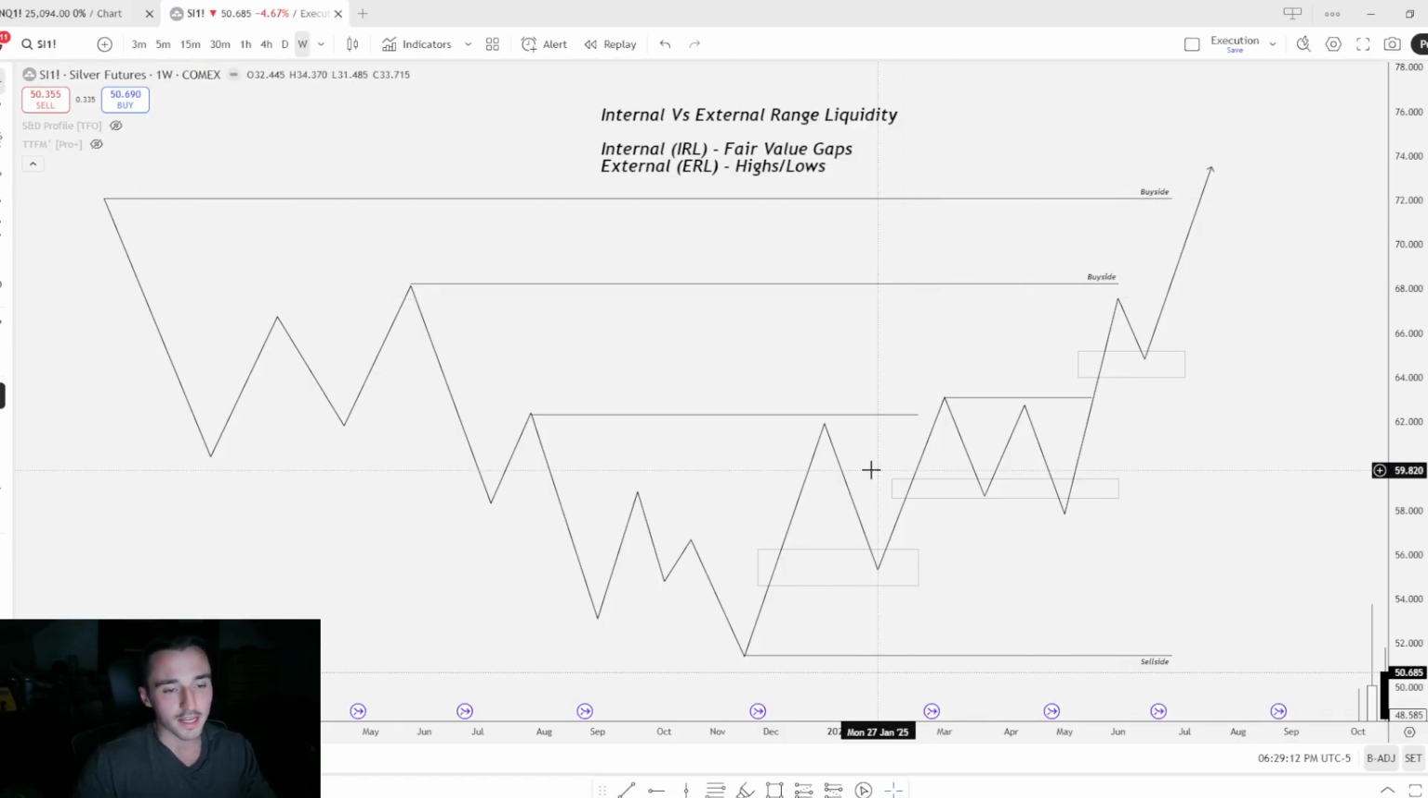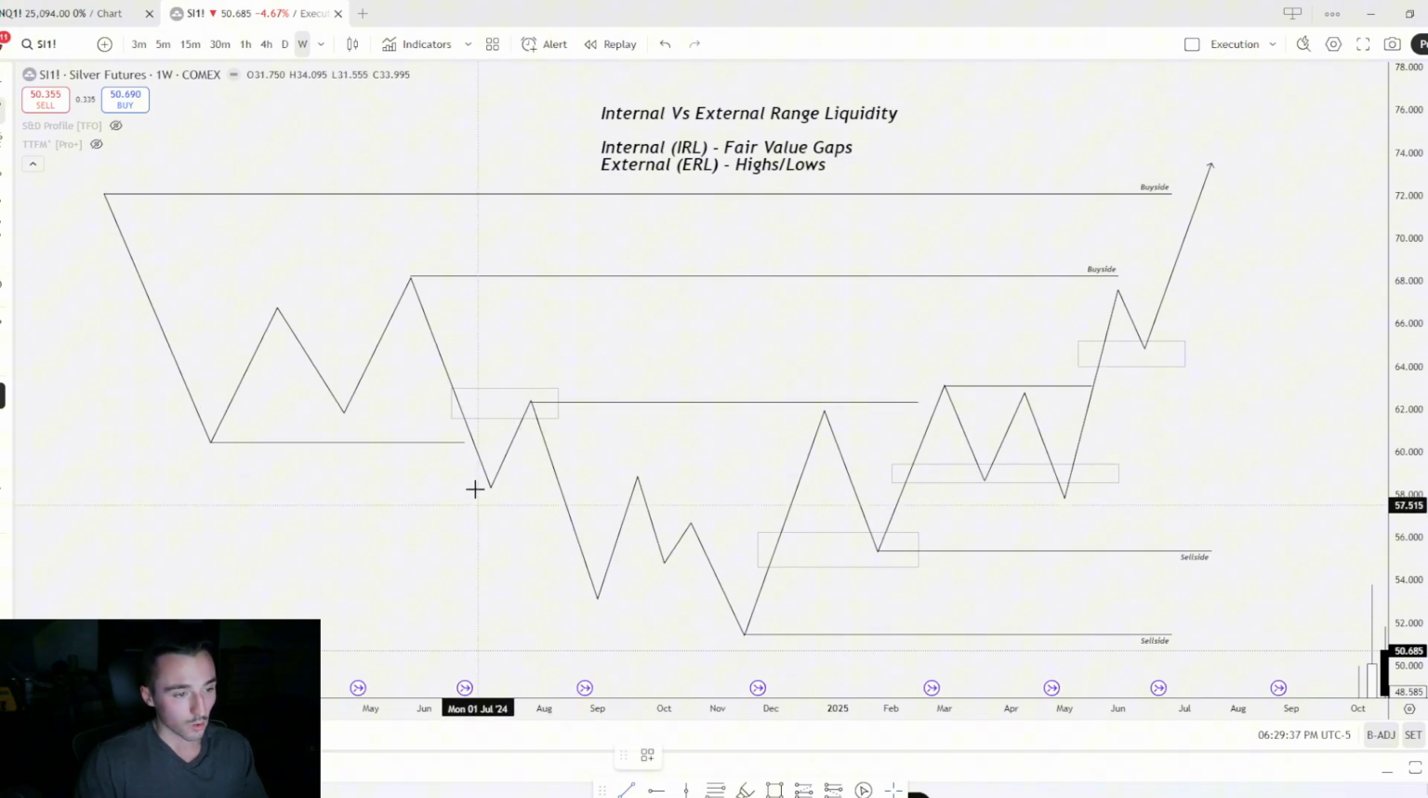Now, this would be the exact same thing if it was a bearish example. The external becomes your sell side, right? So these become your external sell side levels, right? And then right here, this becomes internal range liquidity to then target external range liquidity. So all we do is after we purge external, we look to trade back to internal. After we trade to internal, we look for a reaction and then we look to trade to external, right? So this is all it is, right? So this is external versus internal range liquidity, right? Highs and lows and fair value gaps, right?